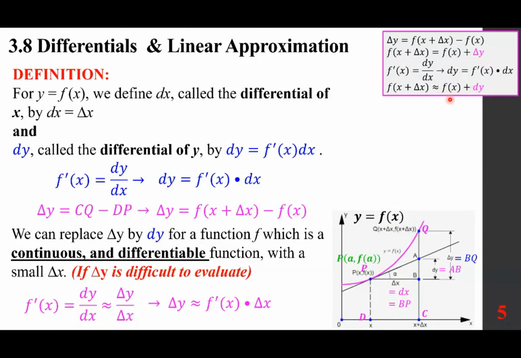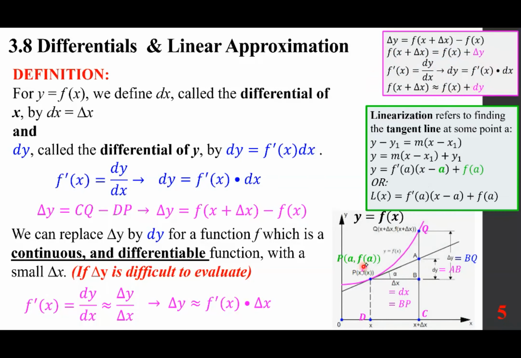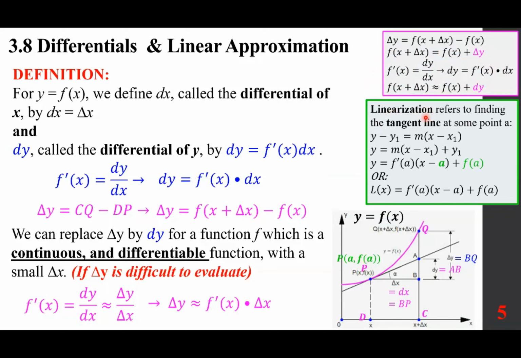Also, this point has coordinates a and f of a. Also, we want to discuss the linearization. All I want you to remember is that linearization is just the tangent line. So anyone that says find the linearization of a function at a point, they give you a point, a comma f of a. Or they may give you the x coordinate, you plug it into the y, you get both coordinates. Just use the good old point slope form from elementary algebra.